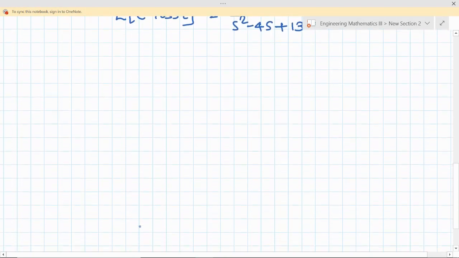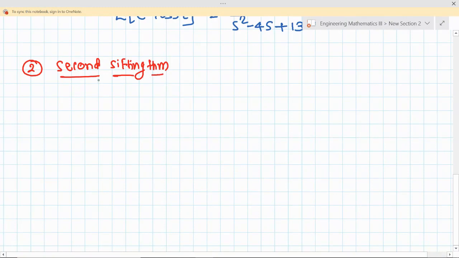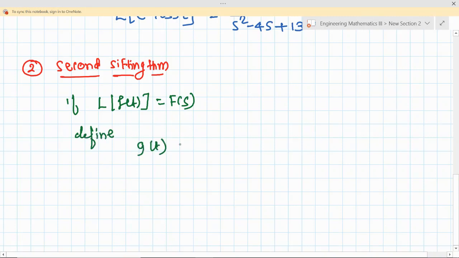The second theorem is the second shifting theorem. What is the second shifting theorem? Again the same definition: if Laplace of f of t is equal to, suppose, F of s, this is the basic definition. Now define a new function g of t. It depends on f of t. In f of t, replace t by t minus a, where t is greater than a.